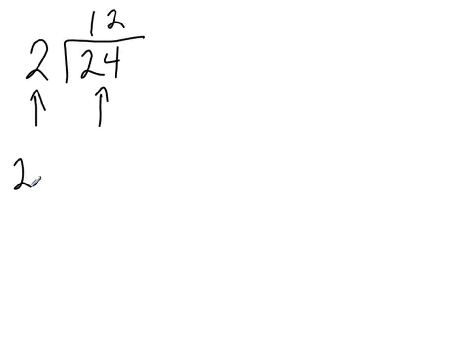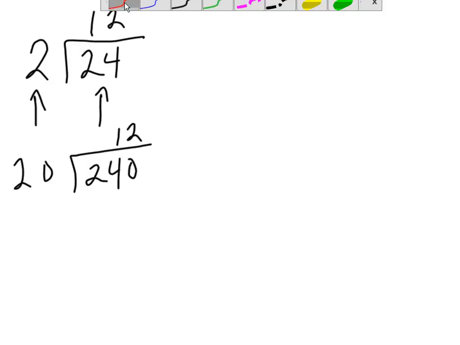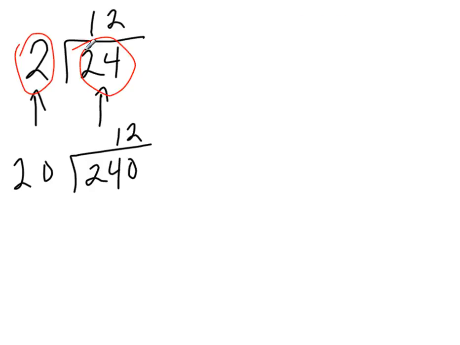And I get 20 goes into 240. Well, 20 goes into 240. The answer is also 12 times. The point here is that if I multiply the divisor and the dividend by the same number, I will get the same final quotient, and that quotient is the answer to the division question.